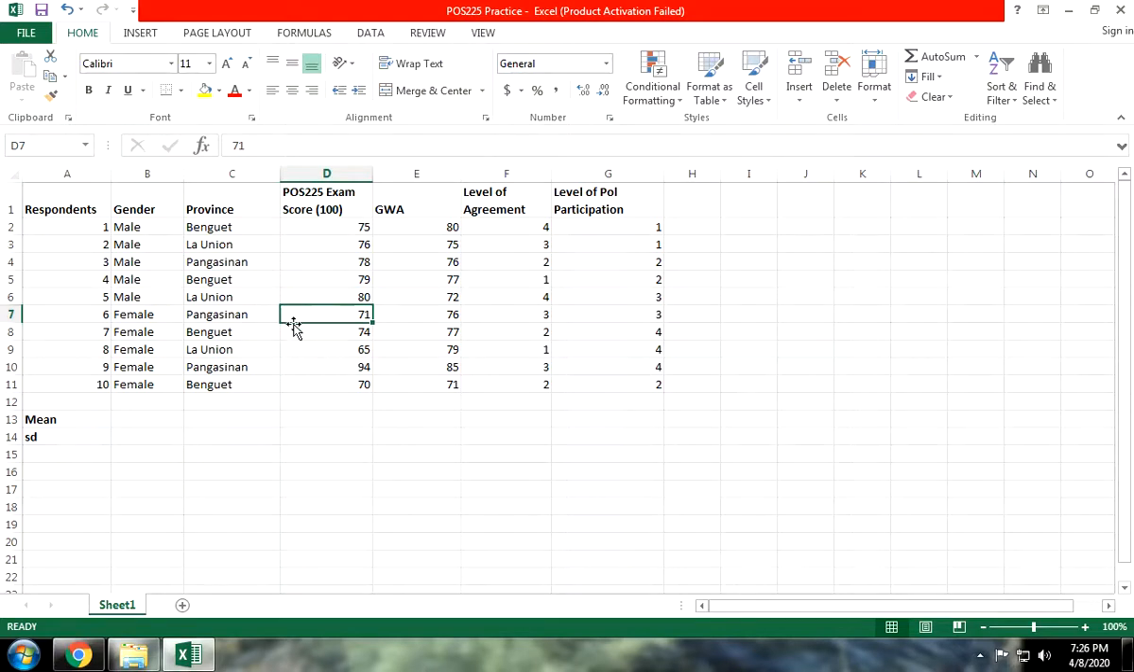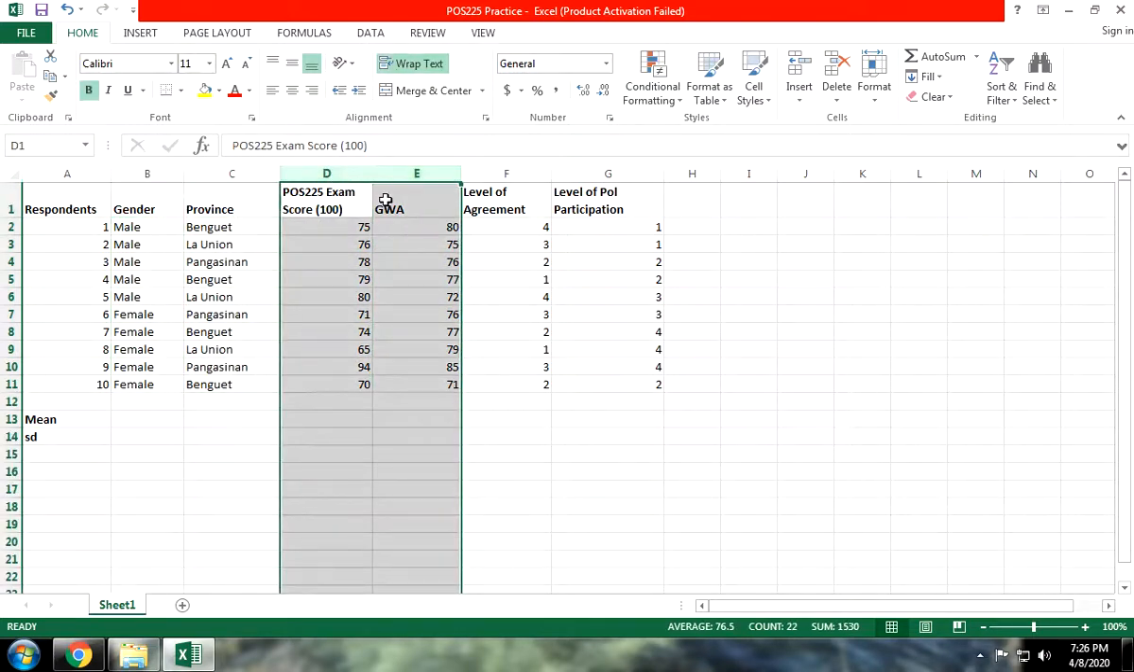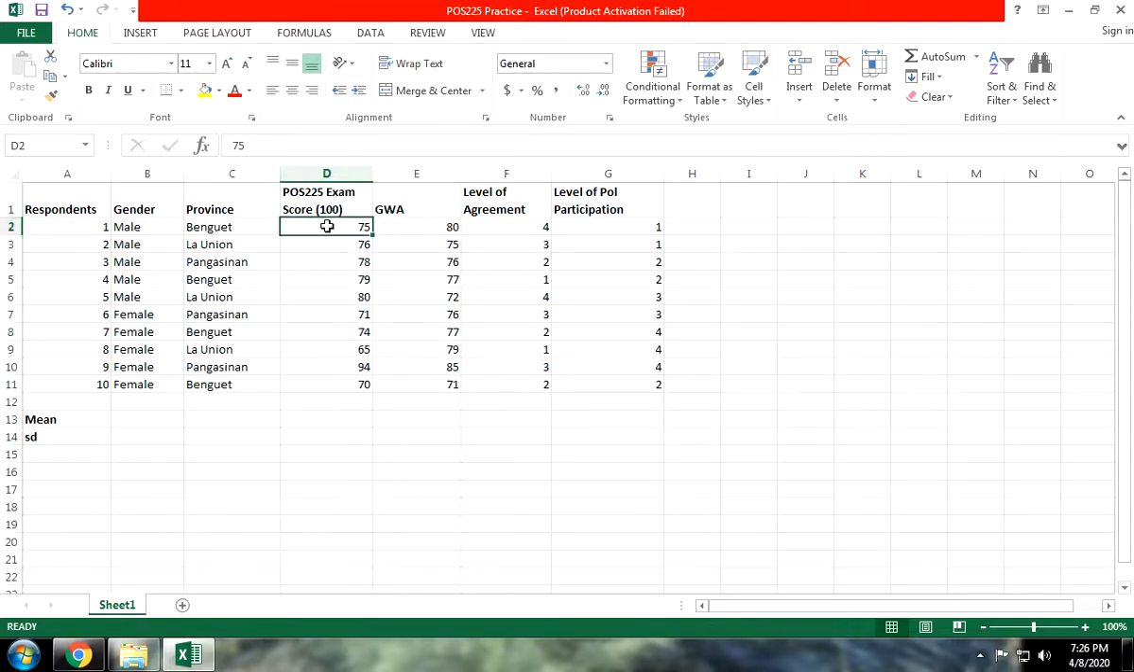Just a basic review of our variables. Always remember the nature, the type of our variables, because they determine what measurement we will use. Gender and province are qualitative, categorical, and nominal, like male, Benguet, etc. Then these two are continuous, ratio or interval. In statistical software, we generalize it as scale. So exam score and GWA are scale.